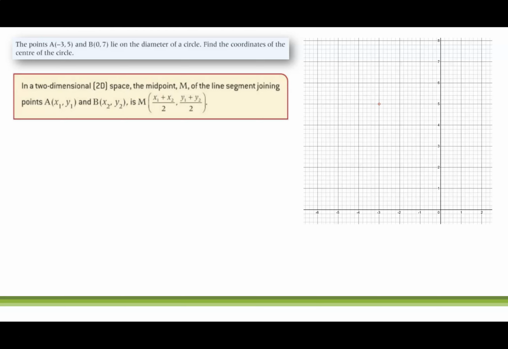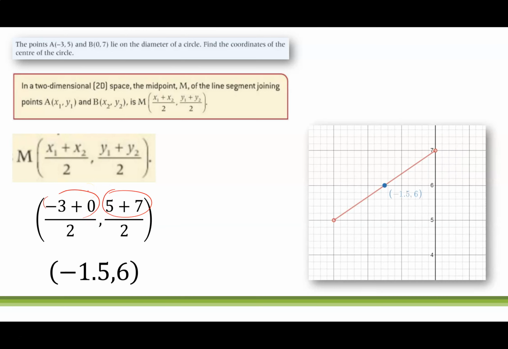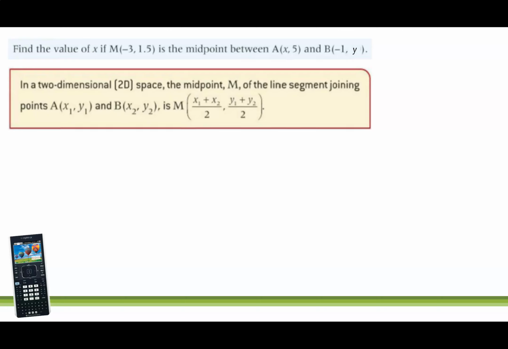So what do we have here? This is rolling through the same thing again. We've got -3, 5 over here. We've got 0, 7 here. So somewhere halfway is the midpoint or the center of the circle. So what I'm going to do is use the formula and say, well, basically I want the mean of the x values and I want the mean of the y values. And that gives me -1.5 and 6. And so you can see that that's a very convincing location for the middle of the circle. And we've used the midpoint formula to find it. And we didn't have anything to do with the circle itself.